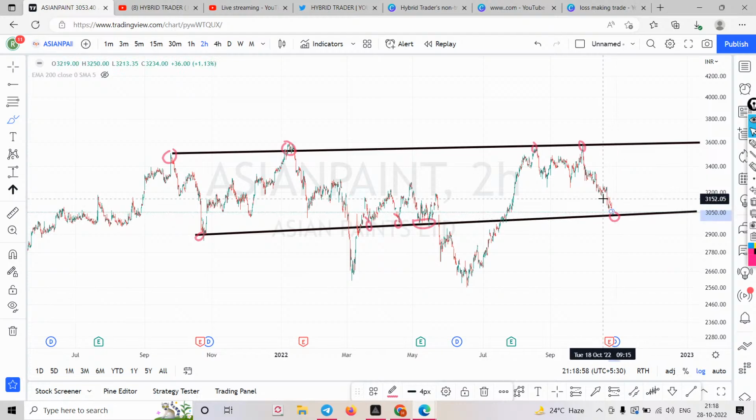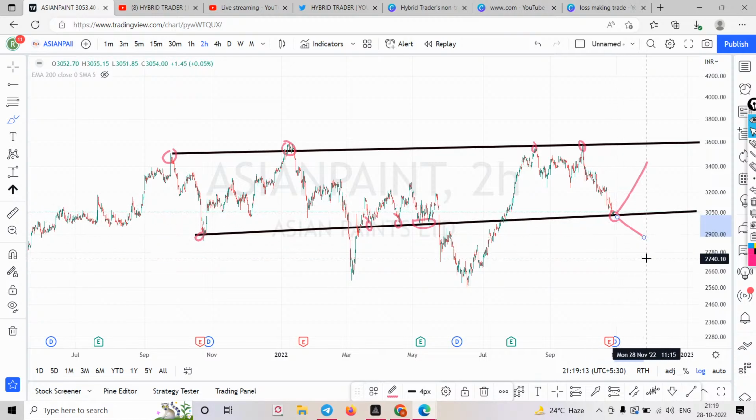Now you guys tell me. There are only two possibilities. One is it can go up, or else it can break the support. Two things are possible: it can bounce back from this support, or else this will come back. This is what I keep all the alerts for.